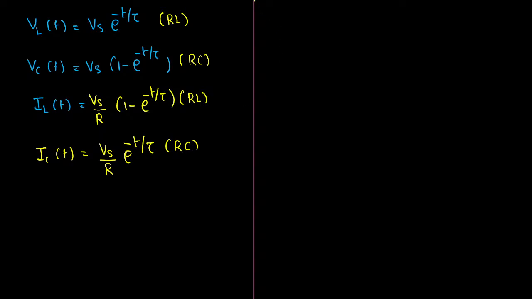Let us draw the waveforms for all of these one by one. First, let us take the RL circuit, VL of t. First, let us draw the waveform for the voltage across the inductor. Tell me what will happen at the t equal to 0 instant. I need only two instants, t equal to 0 and t approaching infinity. I will take two cases.